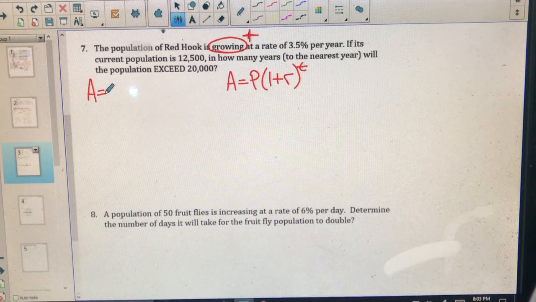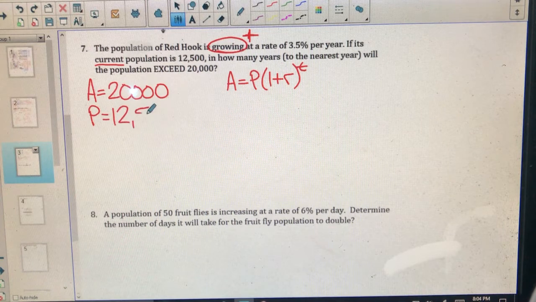Again, we'll talk about that "exceed" in a little bit, but for now, 20,000 is the end game here. That's where we're trying to reach. Where we started would be the current population, and that's going to be P. So 12,500 is the starting amount. Now all I need is R and T.